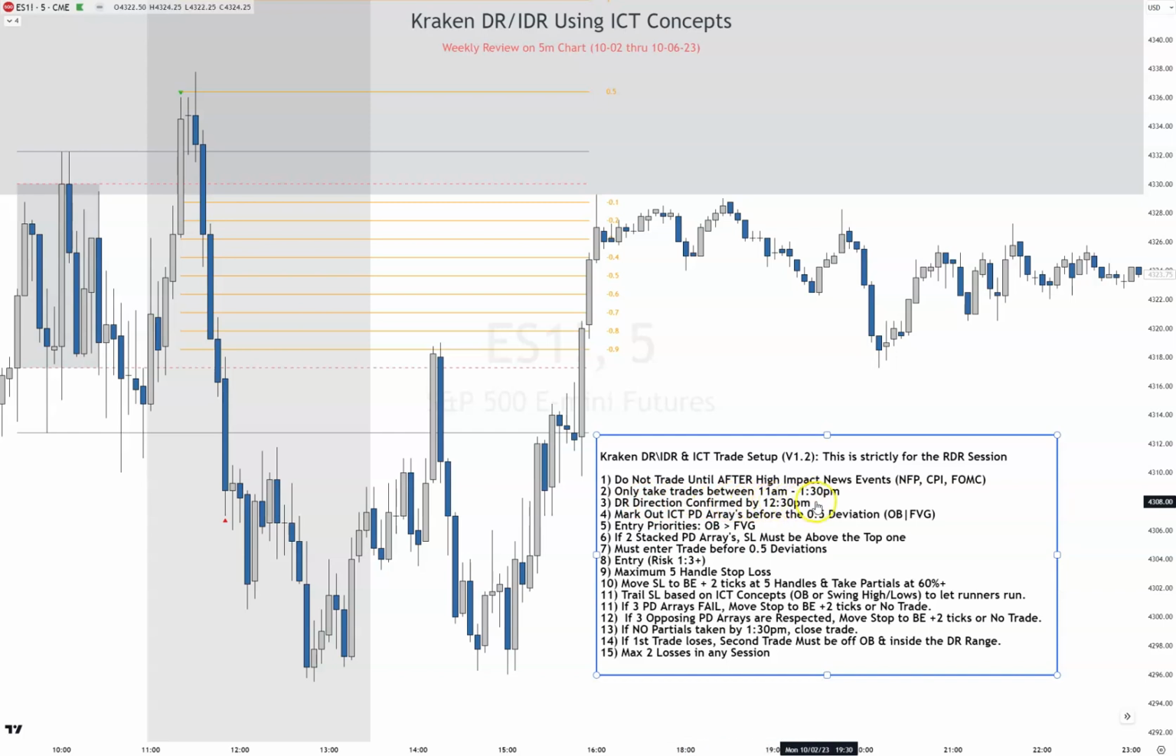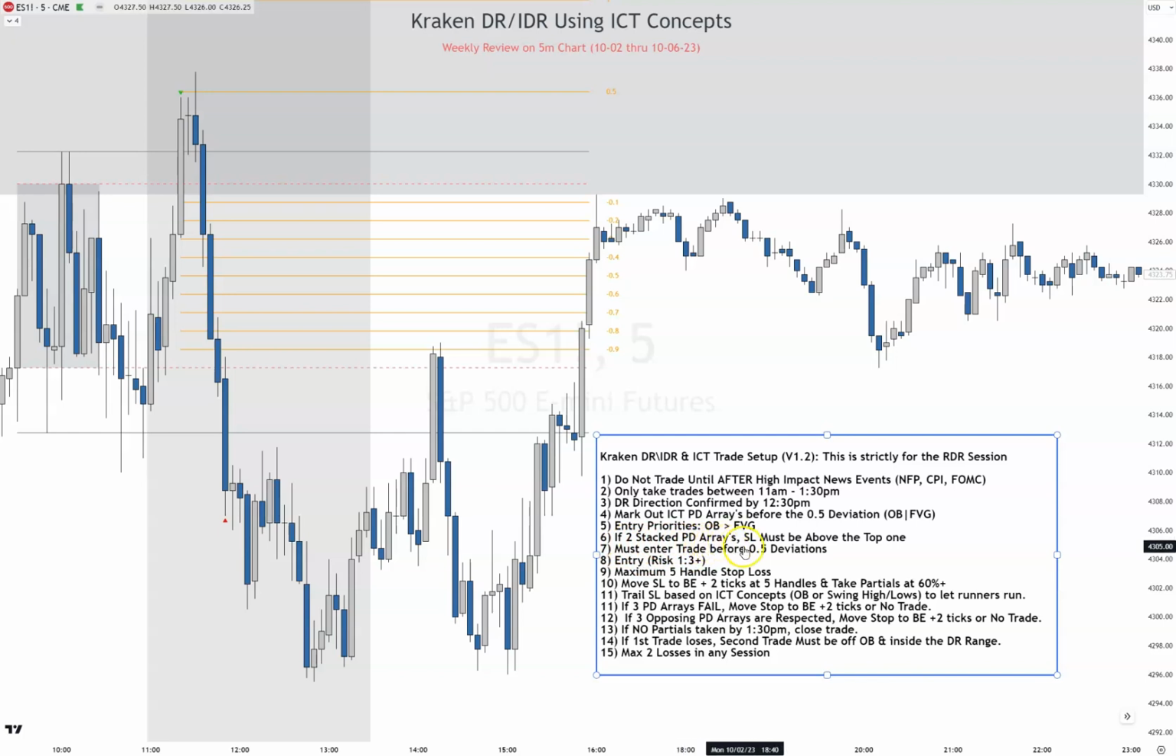Only take trades between 11 a.m. and 1:30 p.m. So right here I have 11 to 1:30 highlighted using the Kraken silver bullet indicator. DR direction confirmed by 12:30 p.m. Okay, mark out ICT PD arrays before the 0.5 deviation, order blocks or fair value gaps. Entry priorities, order block over a fair value gap. So if there's two, I'm going to try and go with the order block if they're close. So that's why a lot of people say, hey, that's cherry picked. No, I'm going to go with the order block over the fair value gap.